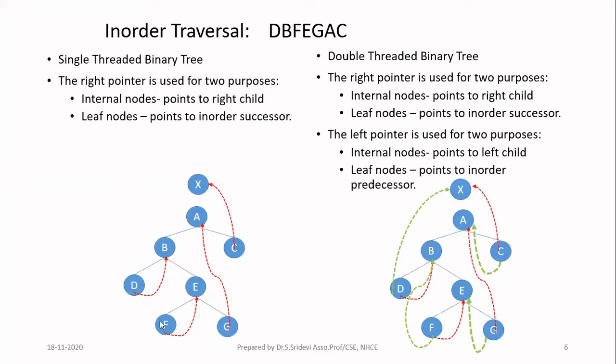Then go to the next leaf node F. See the in-order traversal and find out the successor of F. The successor of F in the in-order traversal is E. Therefore, the right null pointer of F should point to E. Then the next leaf node is G. In the in-order traversal, the successor of G is A. So make the right pointer of G point to A. Don't do anything with respect to the left pointer.